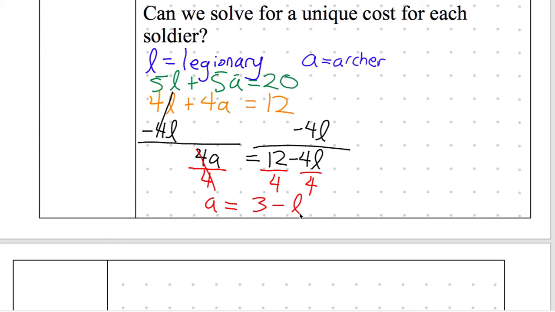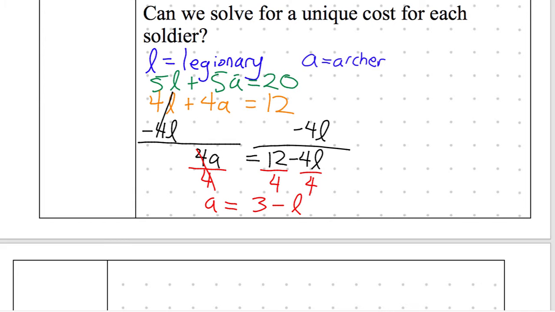Now I can plug in this A. Remember, this A came from our yellow equation. I don't want to re-plug it into the yellow equation. I want to plug this A into the other equation, this green equation, 5L plus 5A equals 20. So I'm going to go over here to the right and rewrite this green equation, but in the place of A, I'm now going to have 3 minus L.